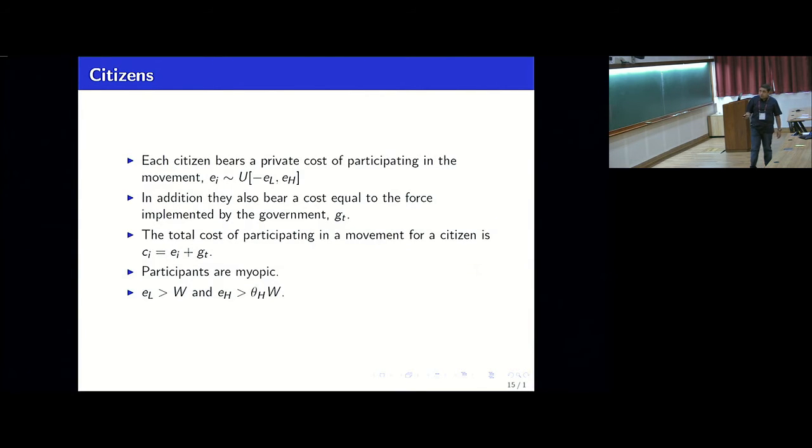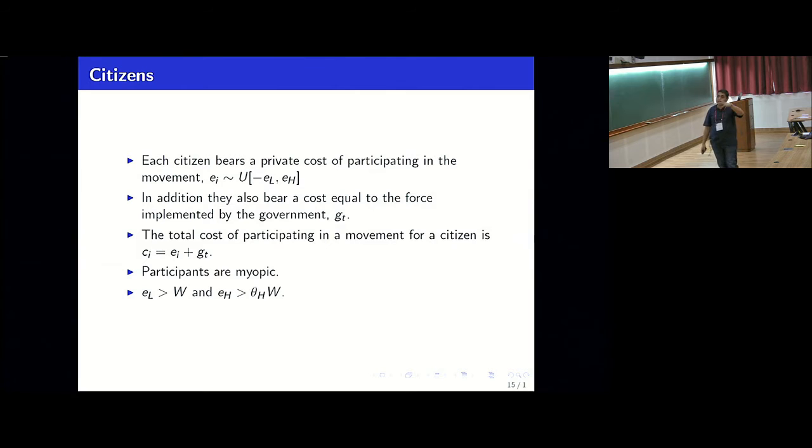Now about the payoffs and how the citizen behaves. Each citizen bears a private cost of participating in a movement, which they draw from a uniform distribution. In addition, they also bear the cost that the government imposes. Basically, the government says, whoever is participating, I'm going to send them to jail, so that's uniform across all participants. If the government doesn't react, then you only have your own private cost of participation. So therefore, this is the total cost of participating in a movement for a citizen i.